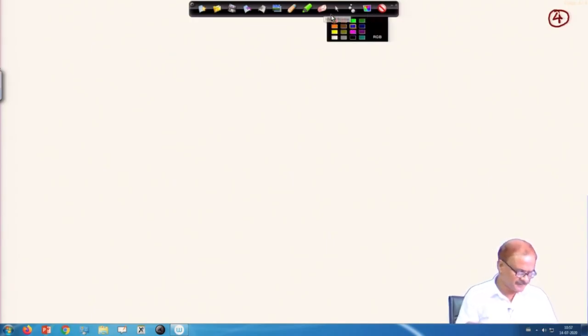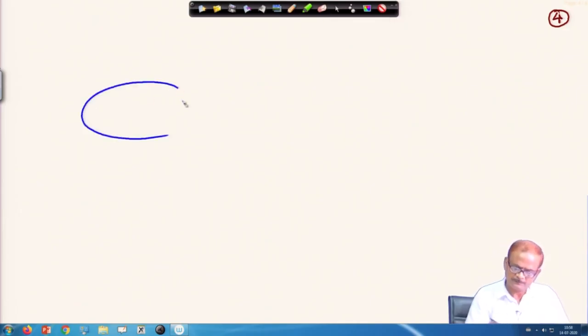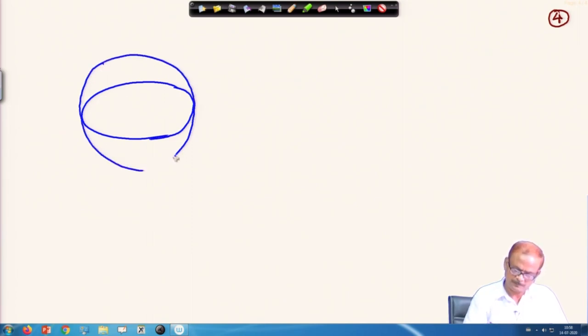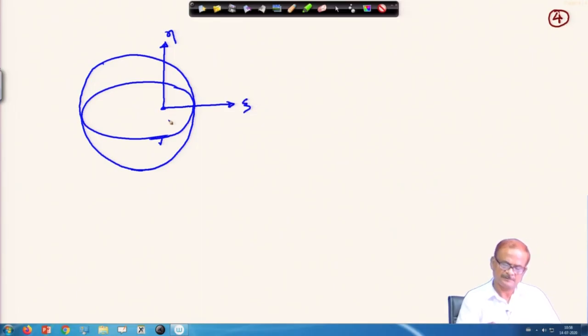So with this, this is our osculating ellipse, and we draw the axes here, this is xi and eta, this is the focus, and this is our auxiliary circle.